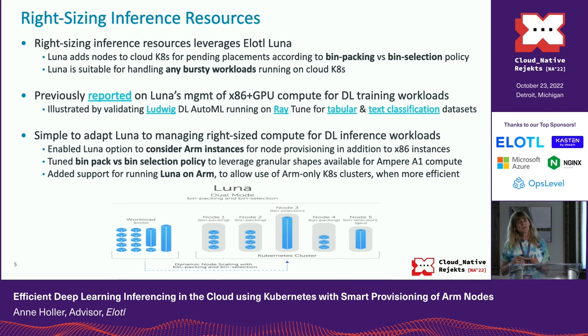We enabled its option to allocate ARM instances as well as its default instances, which are x86. We tuned its bin packing versus bin selection policy because the ARM instances tend to have much smaller available instance types, which makes them better suited to being able to handle a small pod size. And finally, we added support for Luna itself to run on ARM, which can be useful if you want to create an ARM-only cluster.